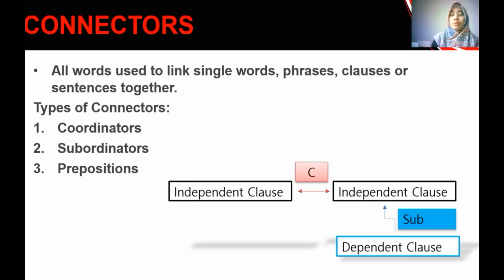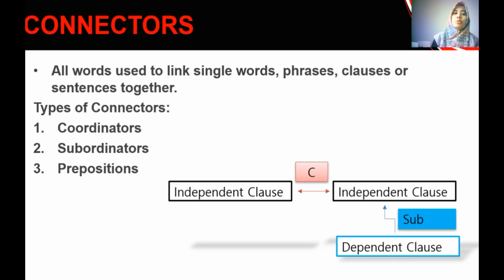Right, so the first topic that we're going to discuss is about connectors. Connectors are all words used to link single words, phrases, clauses, or sentences together. Basically, there are two types of connectors. We have what we call coordinators and subordinators. Why we put preposition here is not because it belongs to the connector types, but because it has a similar function with subordinator. We will learn about it later on.